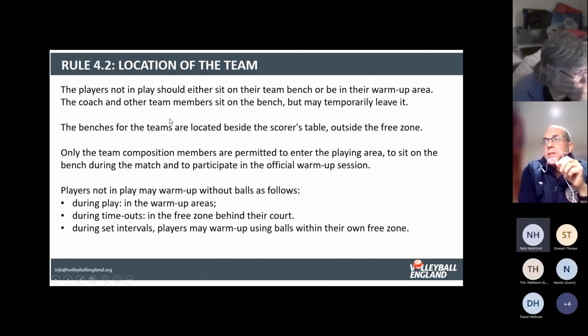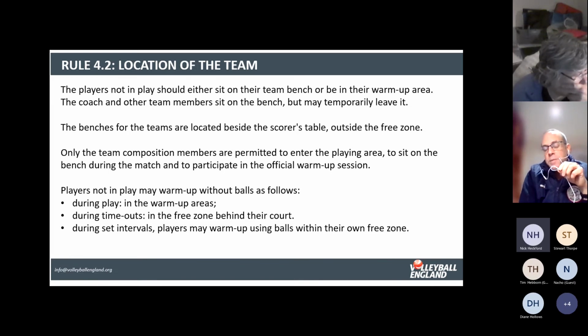Location of the team. It says the players not in play should either sit on the team bench or be in the warm-up area. The coach and other team members sit on the bench but may temporarily leave it. The benches for teams are located beside the scorer's table and are outside the free zone. Only the team composition members are permitted to enter the playing area to sit on the bench during the match and participate in the official warm-up session.